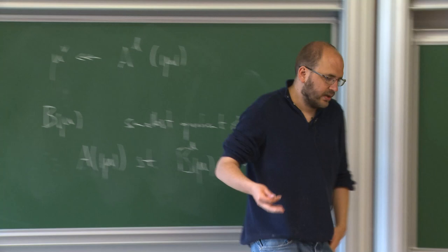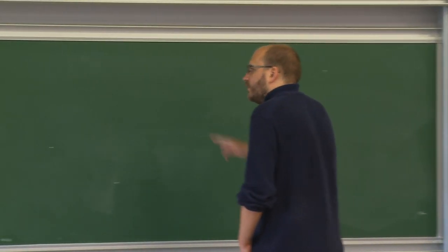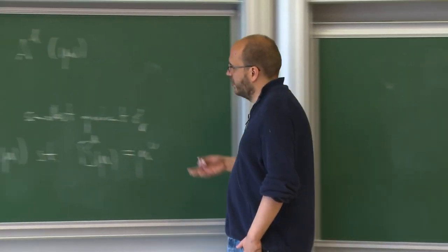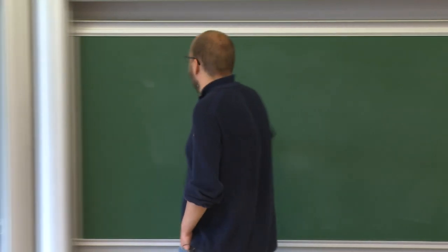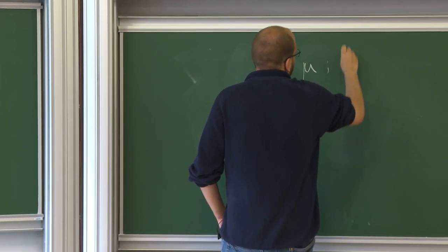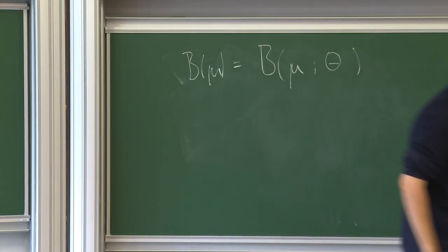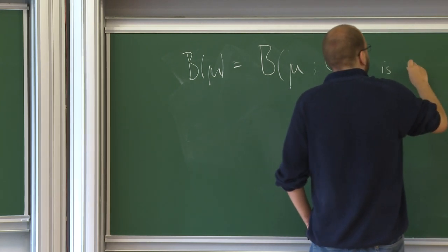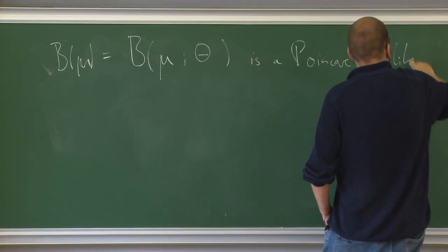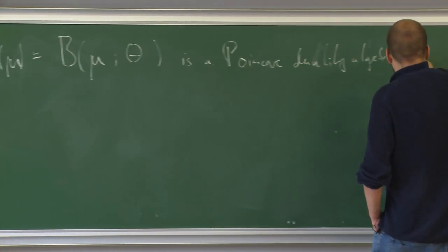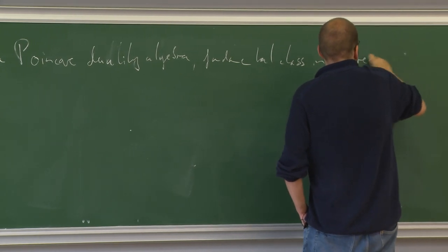Right, and what I get here is essentially the quotient of A by the bracket of mu with the fundamental class, with the prescribed fundamental class induced by mu. All right. So again, B of mu still depends in a hidden way on theta. There's still theta encoded inside. And this is a Poincaré duality algebra, with a fundamental class in degree d.